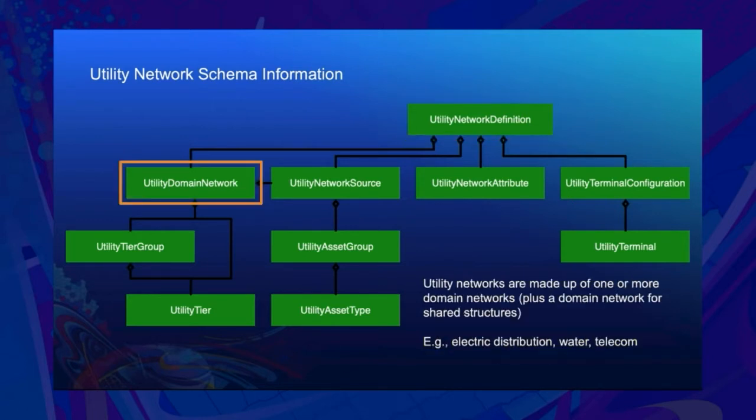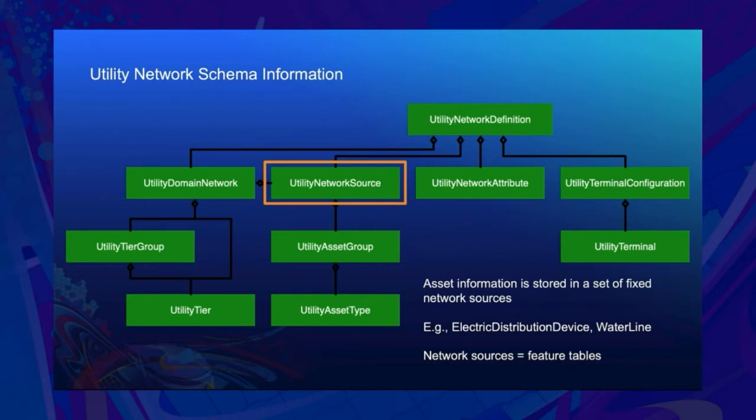So utility networks are made up of one or more domain networks. We also include a domain network for shared structures such as poles and underwater ducts. Some examples of domain networks would be electric distribution or water or telecom. And we have a utility domain network class that provides information about a specific utility network.